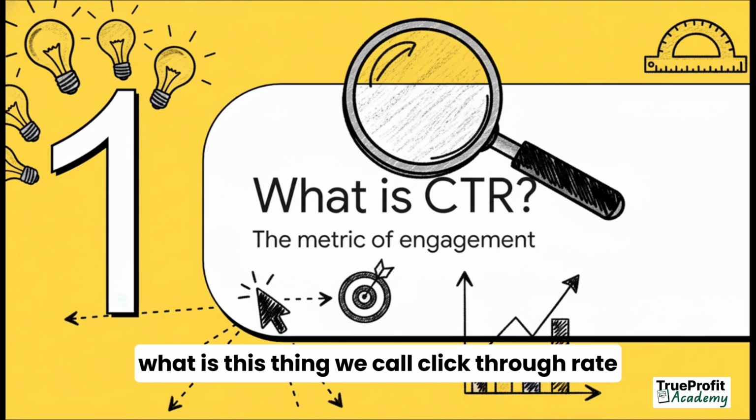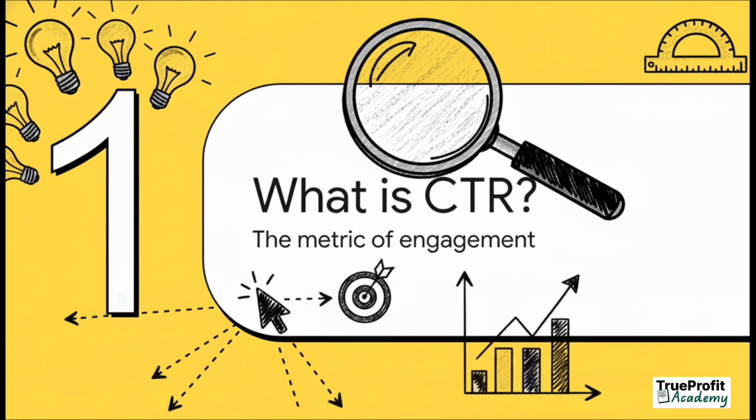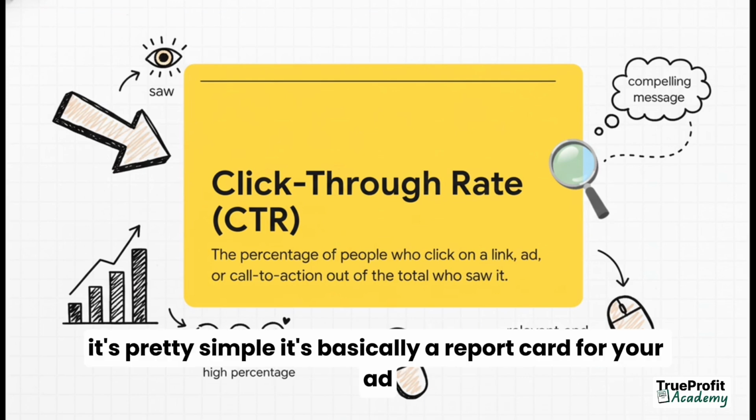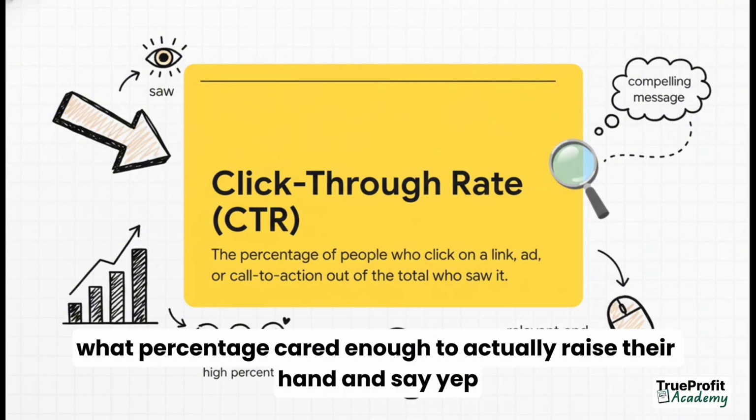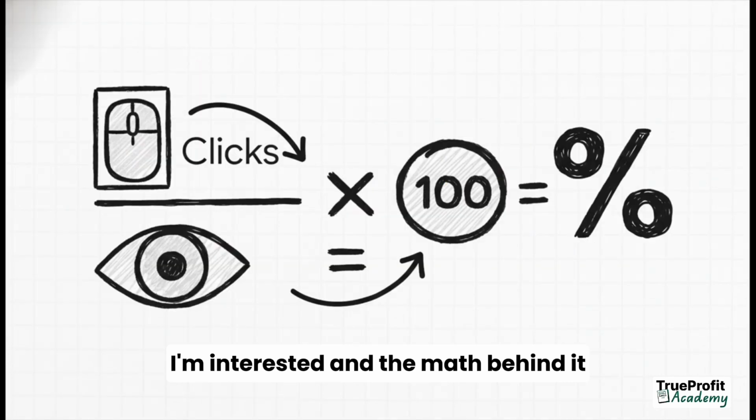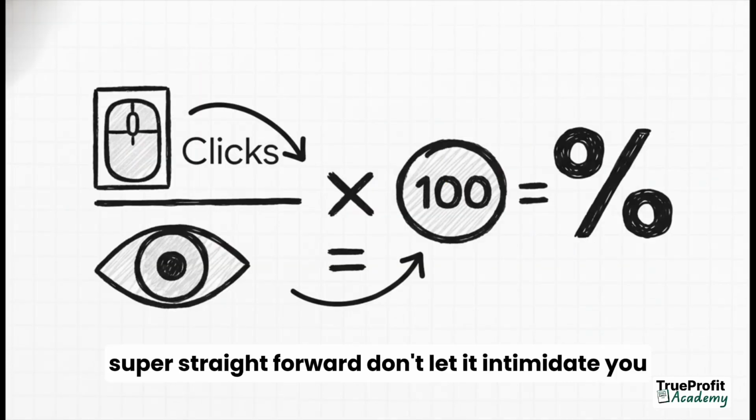What is this thing we call click-through rate? At its core, it's pretty simple. It's basically a report card for your ad. It answers one question. Out of all the people who saw your message, what percentage cared enough to actually raise their hand and say, "Yep, I'm interested"? And the math behind it? Super straightforward. Don't let it intimidate you.